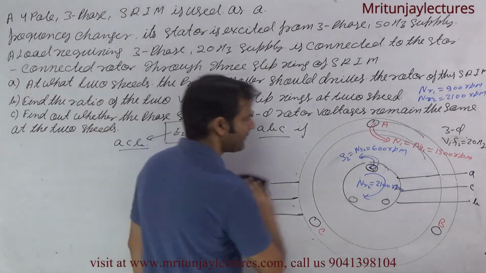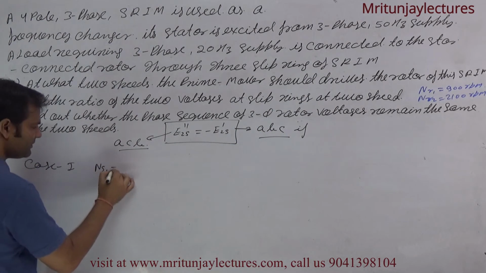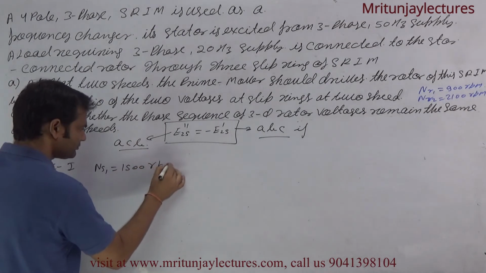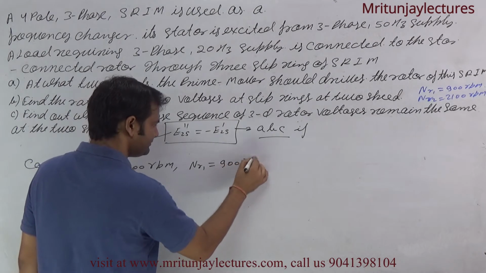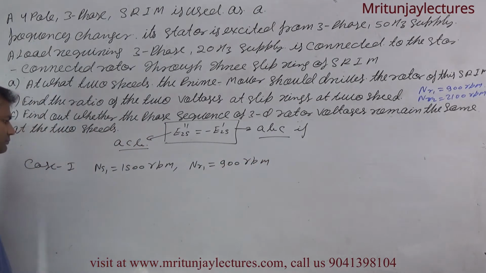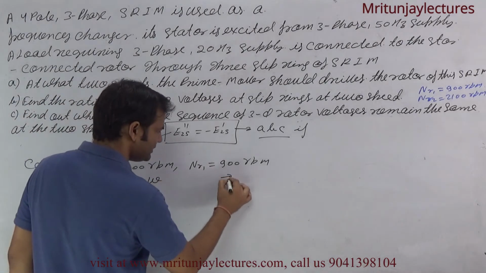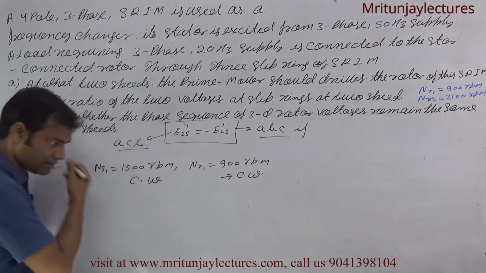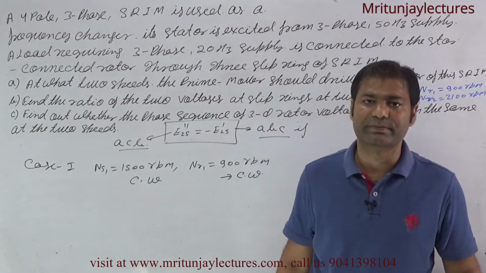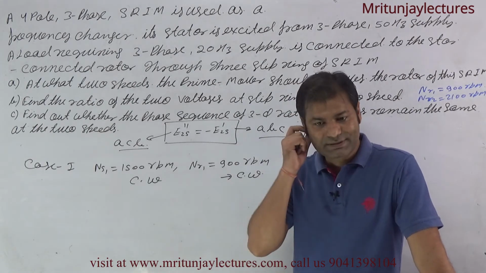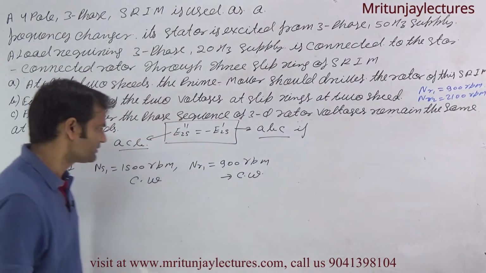Once again, case first: NS1 is 1500 RPM, NR1 is 900 RPM. Clear? Both are clockwise. Phase sequence is always decided by relative speed. What about the relative speed direction?